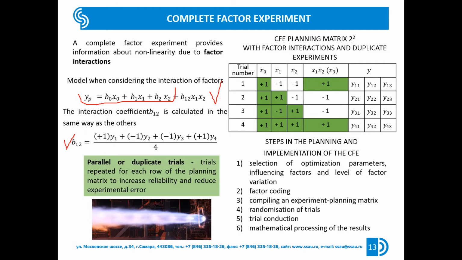Selection of the optimization parameters, influencing factors and level of factor variation. Factor coding. Compiling an experiment planning matrix. Randomization of trials. Trial conduction. Mathematical processing of the results of the factorial experiment, including checking for uniformity of dispersions between parallel trials and reproducibility of the results. Calculation of the mathematical model coefficients, regression equations, their errors and significance. Checking the adequacy of the mathematical model.